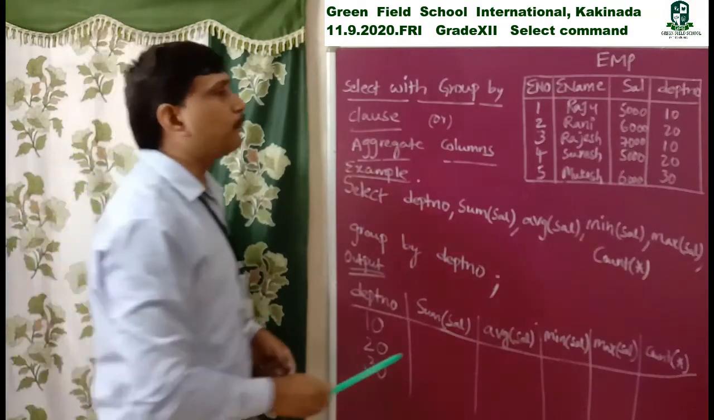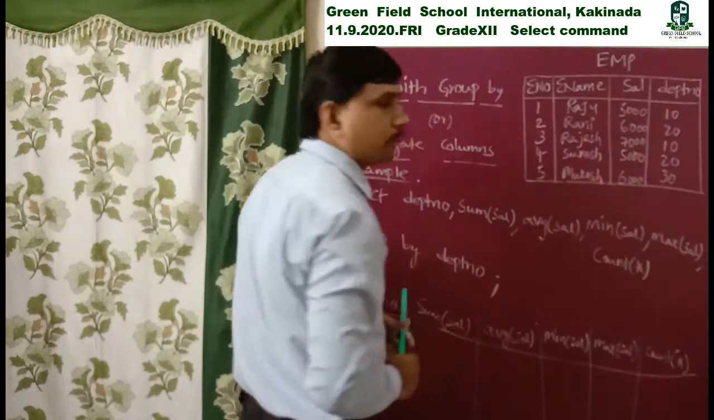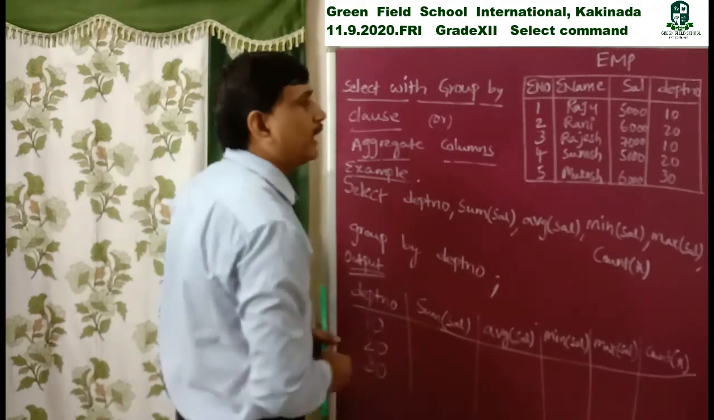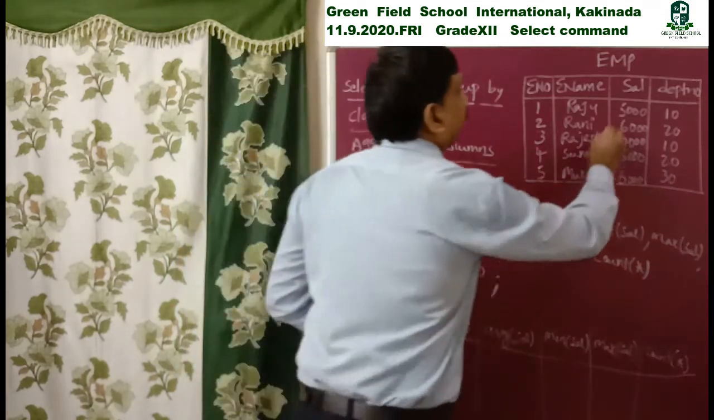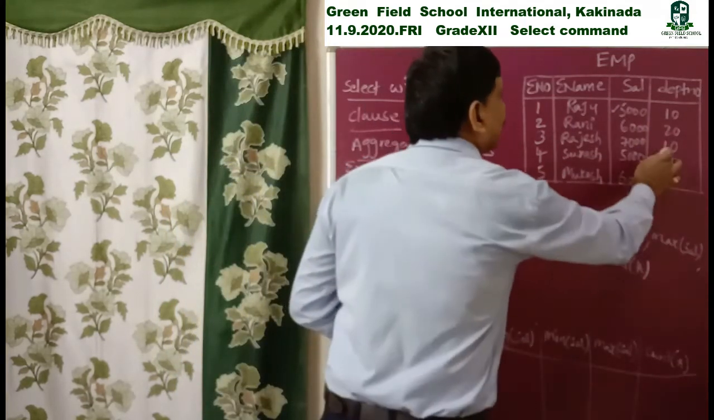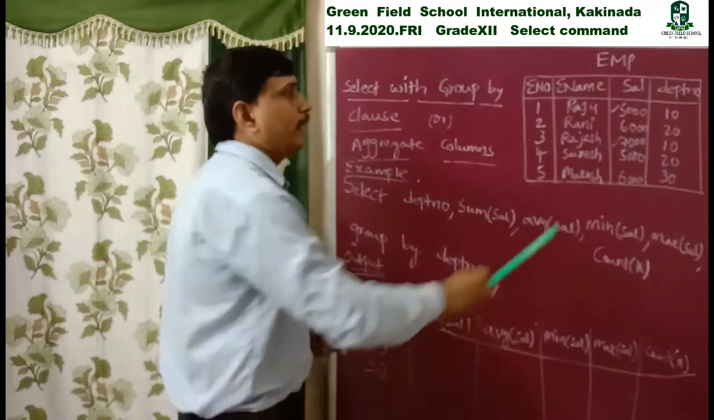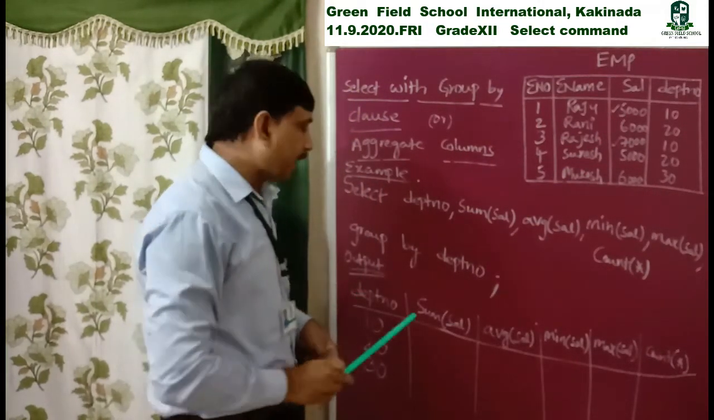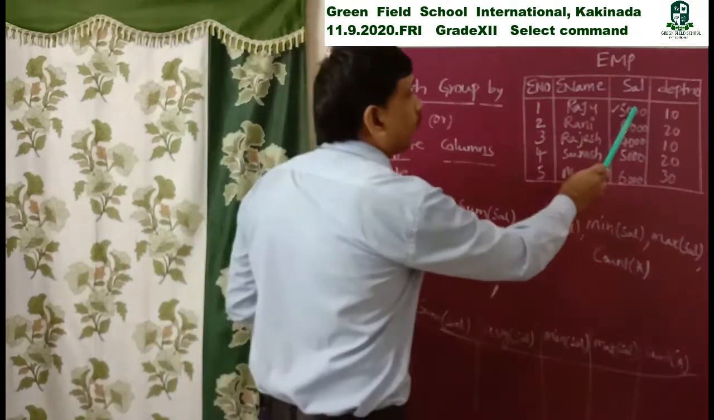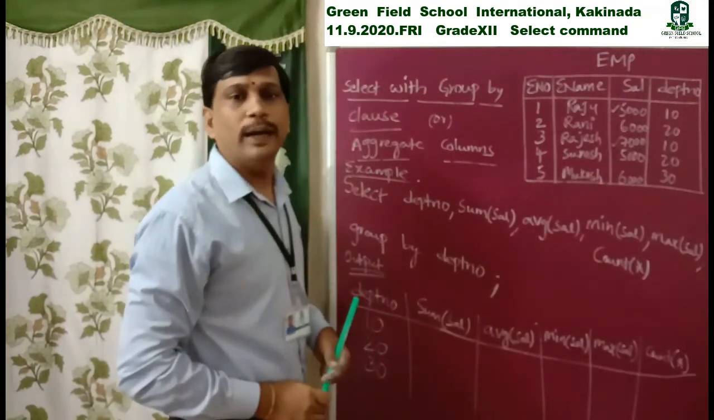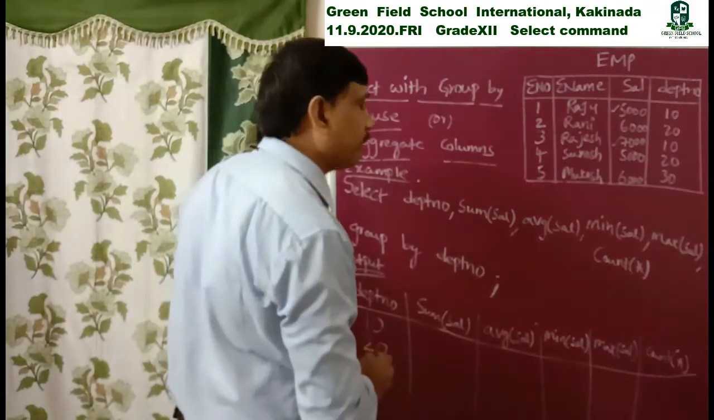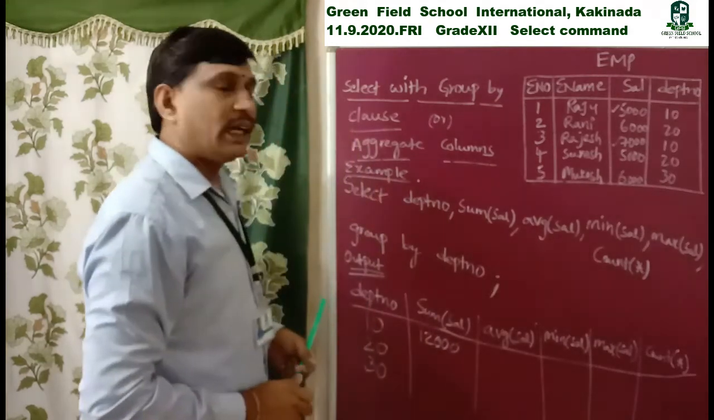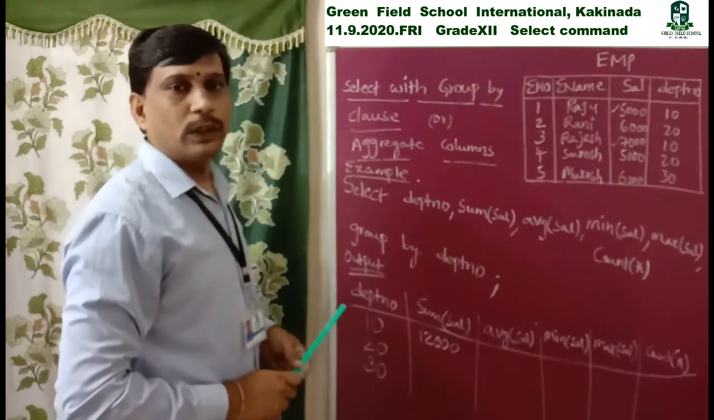Okay. So for the 10th department, see, these are the 10th department elements. Then we calculate the sum of salary. See, one 10th department salary is 5,000, and one more 10th department salary is 7,000. We take the sum of salary, so the summation of 5,000 and 7,000. Total how much? 12,000. 5 plus 7, 12,000. See, right here 12,000. Observe my output.